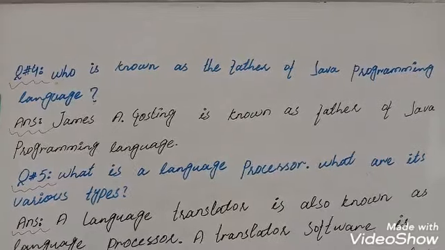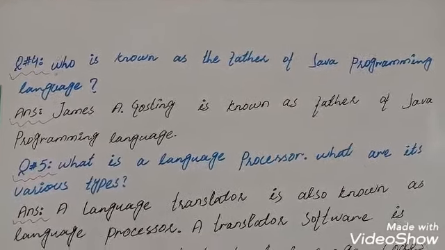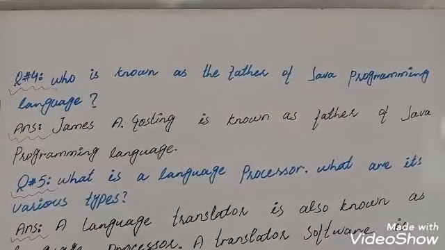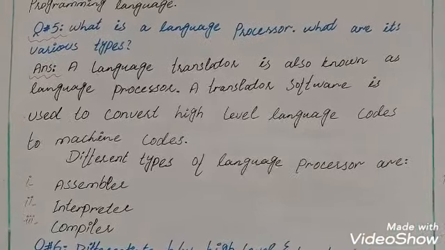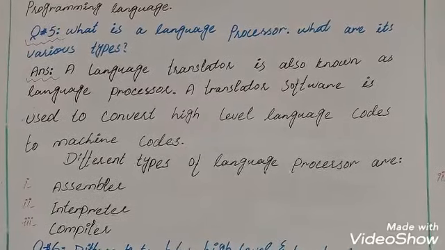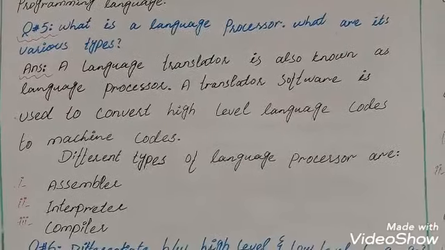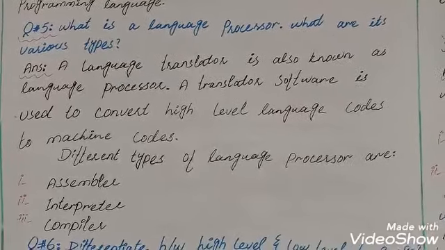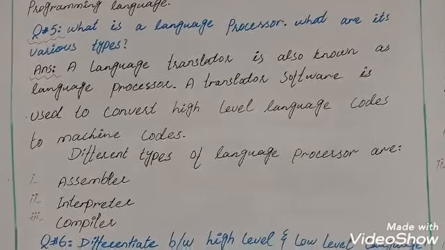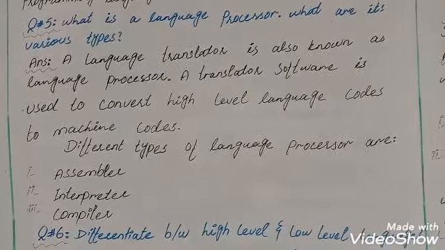Question number 4. Who is known as the father of Java programming language? Answer. James A. Gosling is known as father of Java programming language. Question number 5. What is a language processor? What are its various types? Answer. A language translator is also known as language processor. A translator software is used to convert high-level language codes to machine codes. Different types of language processor are assembler, interpreter, compiler.